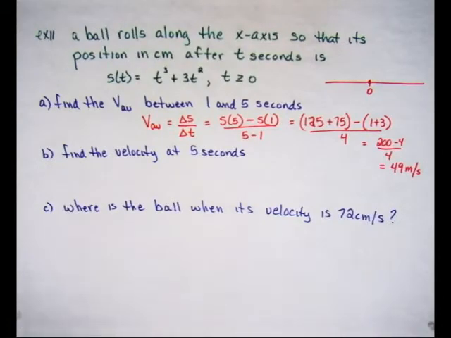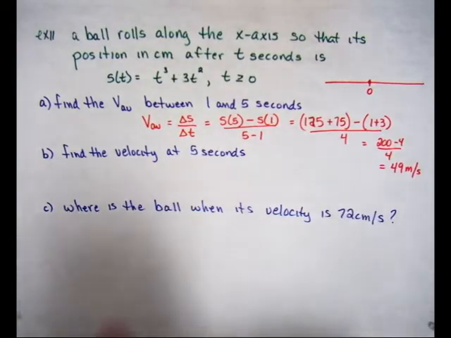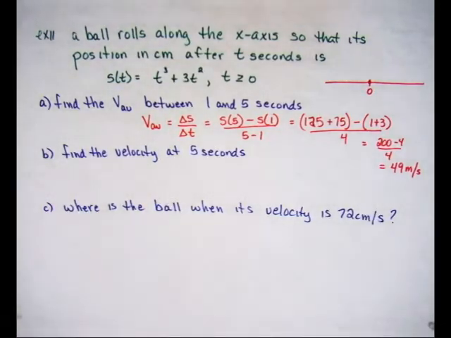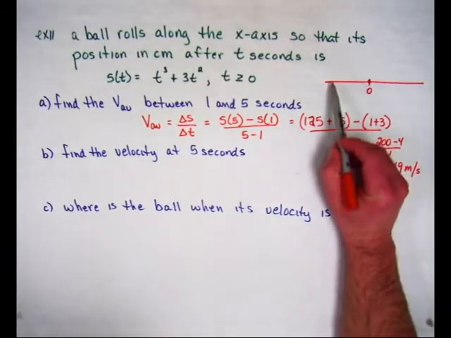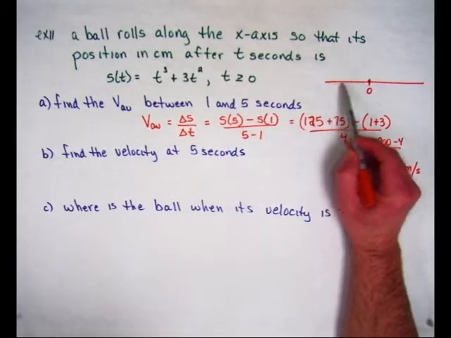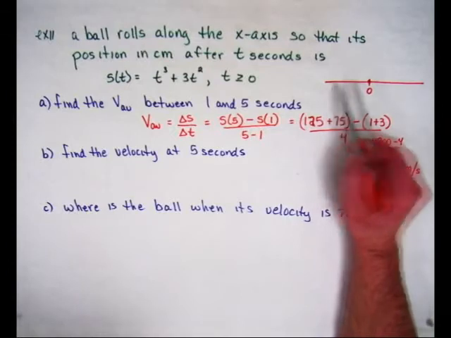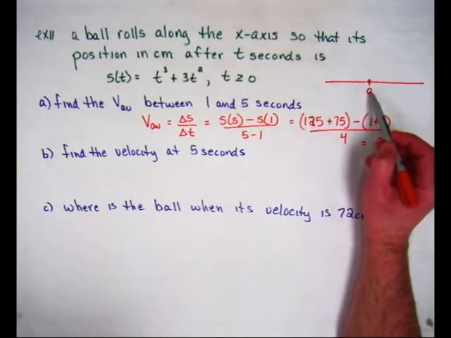Okay, so let's look at an example of a velocity question. So what we have here is a ball rolling along the x-axis. What I've drawn over here for you is a representation of what's going on. What we have here is an object that's traveling in a straight line.